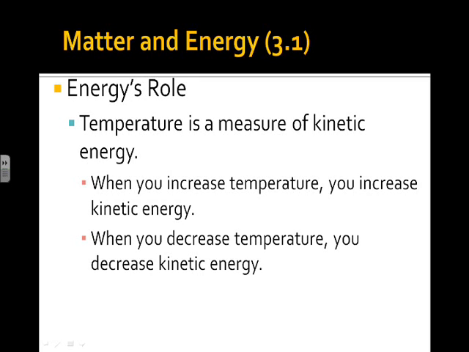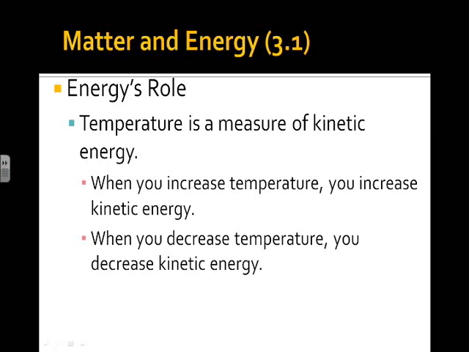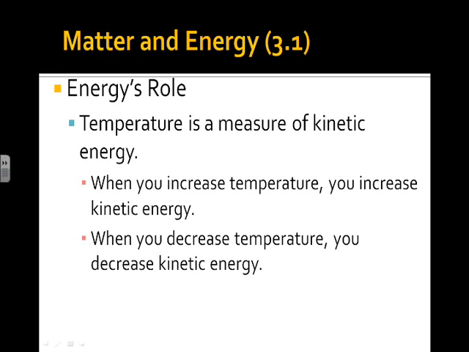These are relationships that are directly proportional. It means that as one increases, the other increases. Whenever we say something is inversely proportional, that means as one increases, the other one decreases. So temperature and kinetic energy are directly proportional. They both, as one increases, the other increases. As one decreases, the other decreases.